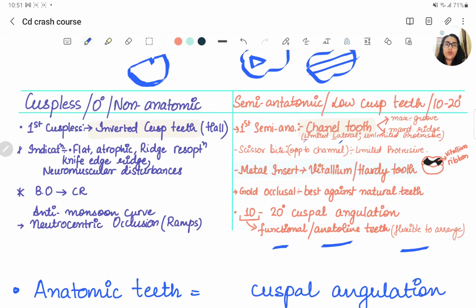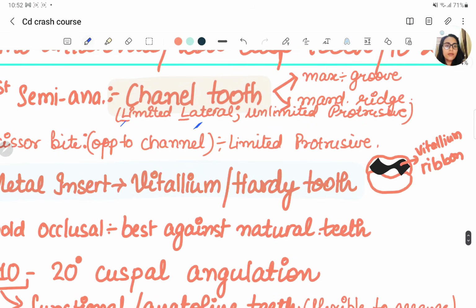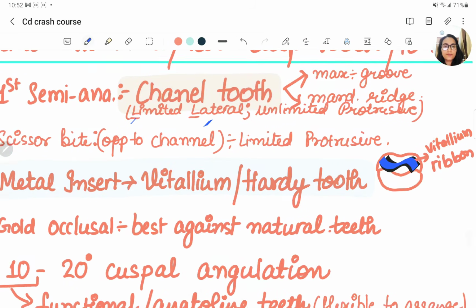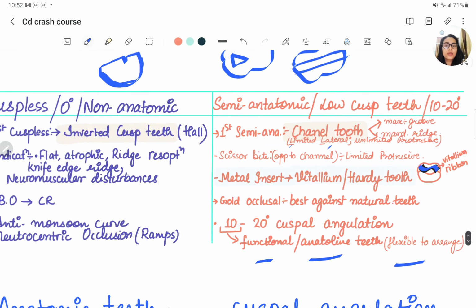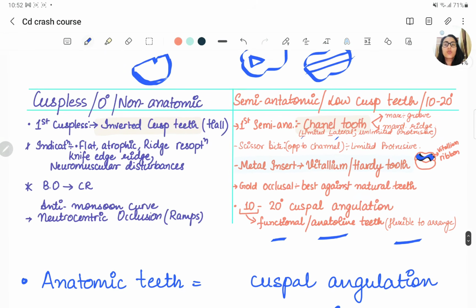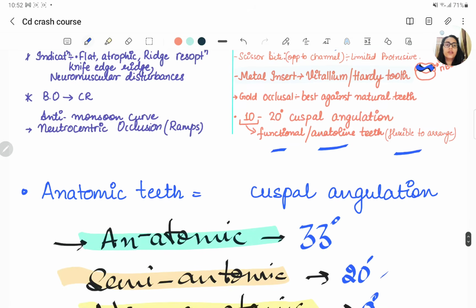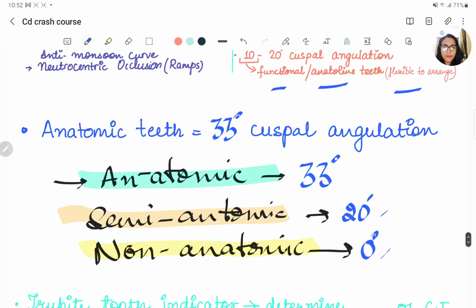Metal insert teeth, or Vitalium or Hardy teeth: you see the Vitalium ribbon in the occlusal surfaces of these metal insert teeth. Occlusal gold teeth are the best teeth to be used against the natural teeth. A 10 to 20 degree cuspal angulation is what we call functional or inline cusp. Anatomic teeth have a 33-degree cuspal angulation.